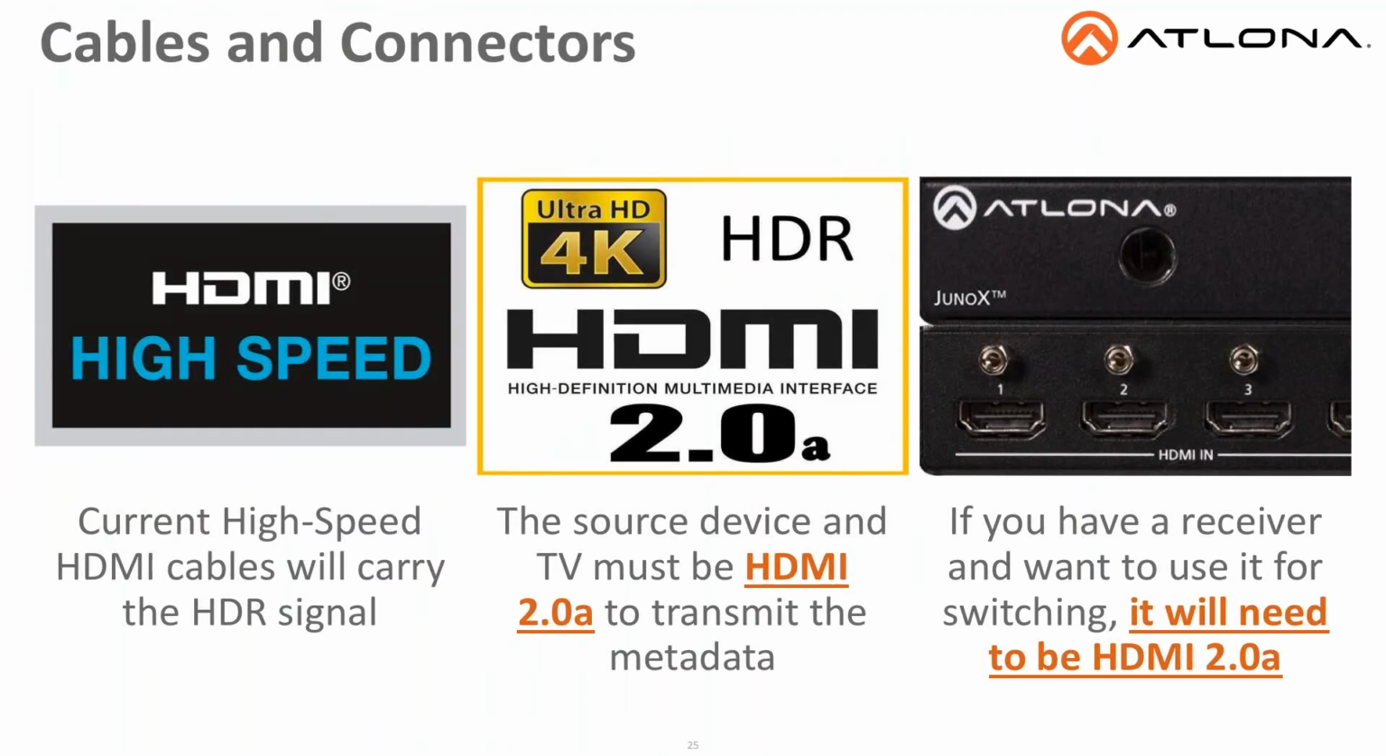So some current cables and connectors, current high-speed HDMI cables, will carry the HDR signal. The source device and the TV must be HDMI 2.0A or B to transmit the metadata, but a minimum of 2.0A. And if you have a receiver and want to use it for switching, you'll also need it to be HDMI 2.0A. So a way around that would be to use our Juno series switcher and then de-embed the audio into the receiver in that way.